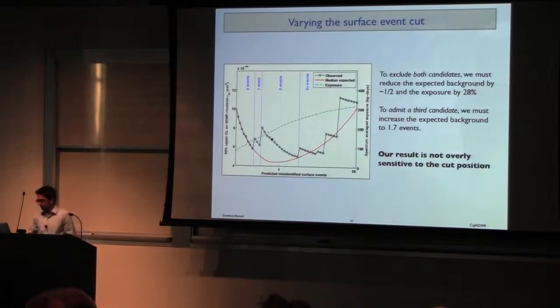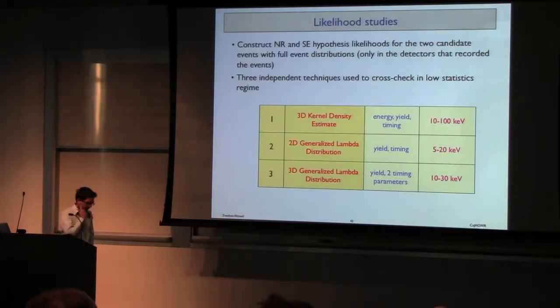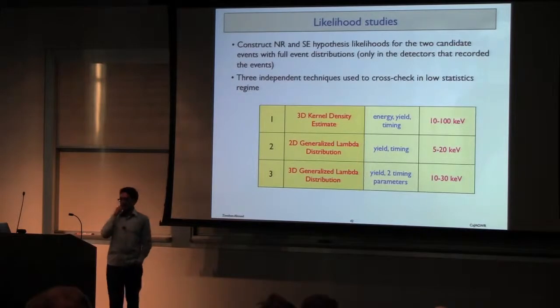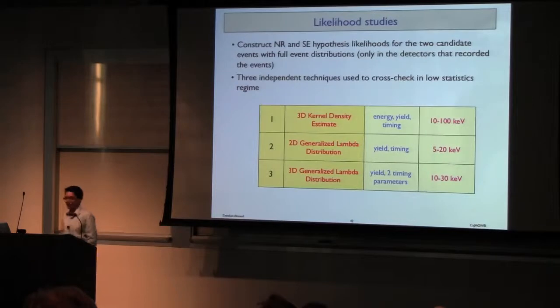Okay, now's the new stuff. So we had a blind analysis, but now we're not blind anymore, and so we have access to the full distributions of events that we observe in yield, energy, and timing. And so we can do likelihood studies, and we can construct nuclear recoil and surface event hypotheses likelihoods using the distributions for the 2 candidate events.